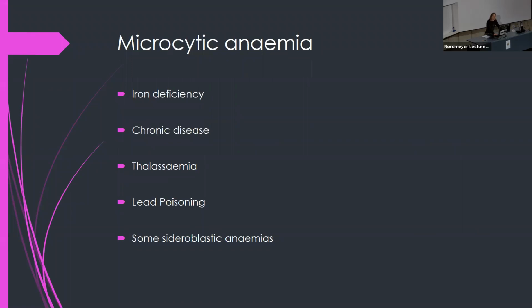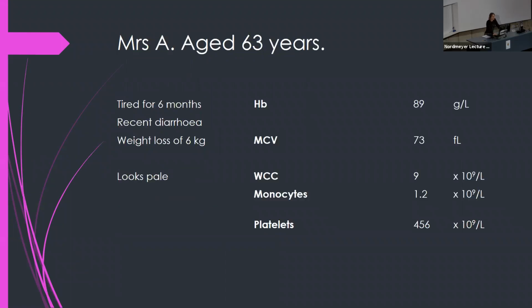Some sideroblastic anemias. Sideroblastic anemias are a bit small print. There's really small print congenital forms. There's acquired forms due to sort of alcohol excess, there's some drugs, and then some myelodysplastic disorders. But none of those seem to really fit very well with her picture.